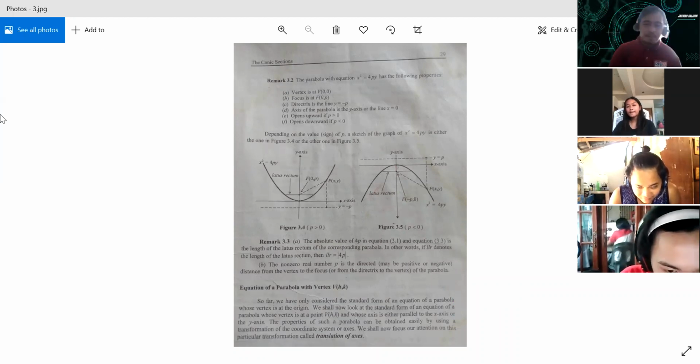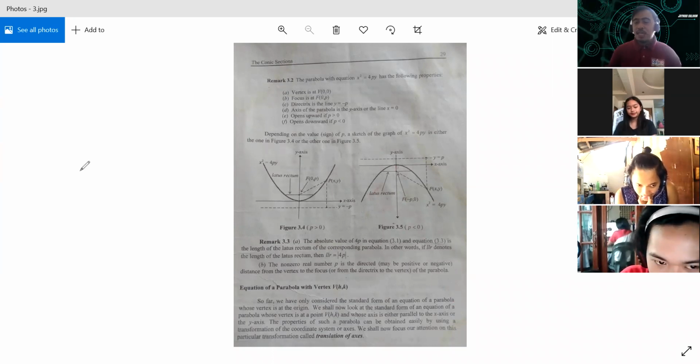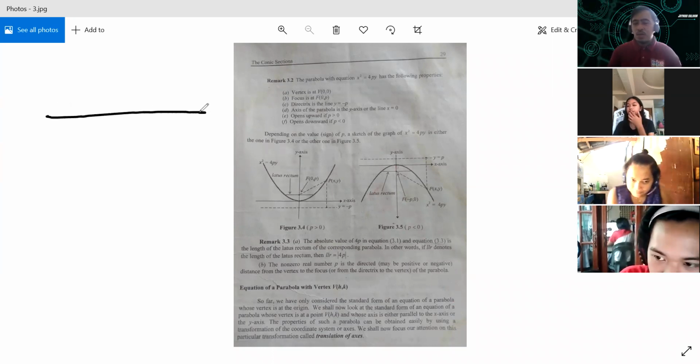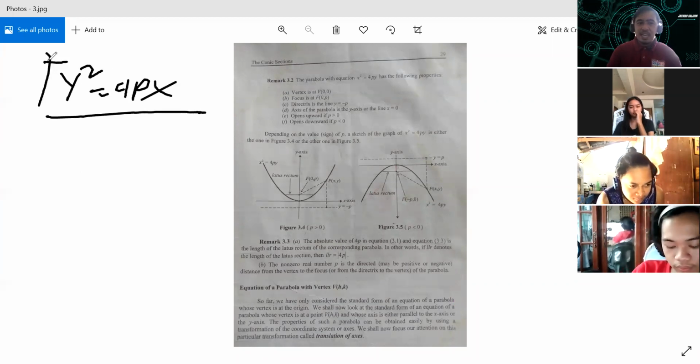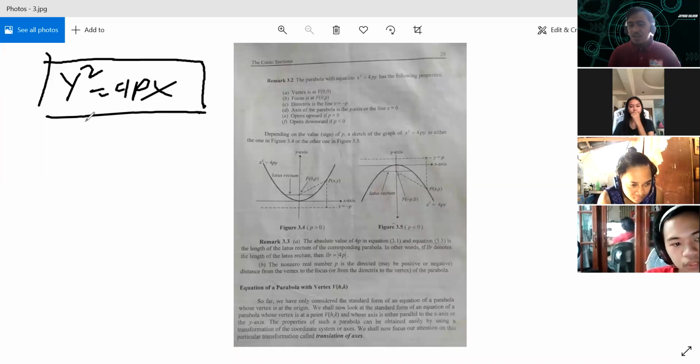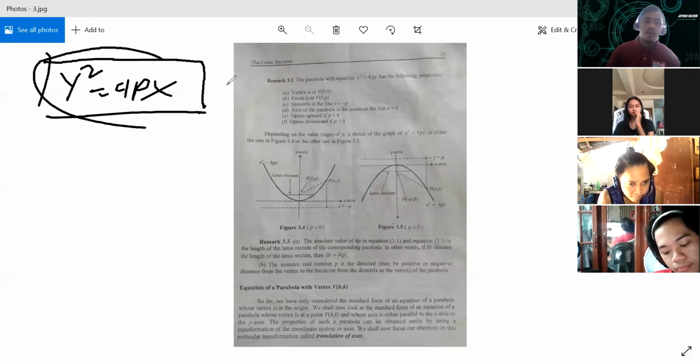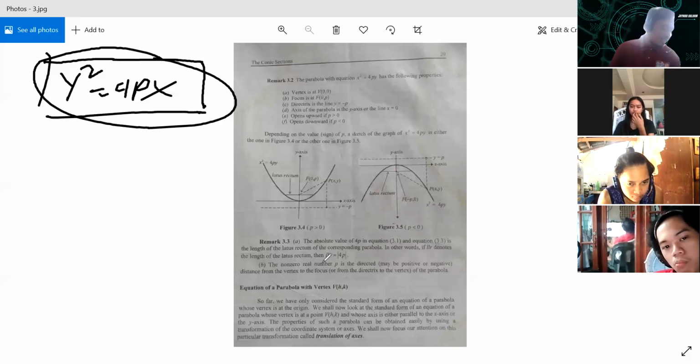This time, I will give the reverse of what we did earlier. Before, I gave the equation, for example y squared equal to 4px, and you sketched it. Now it is reversed. I will give some parts of your parabola, and then you will look for the equation. Okay, this will be the problem.